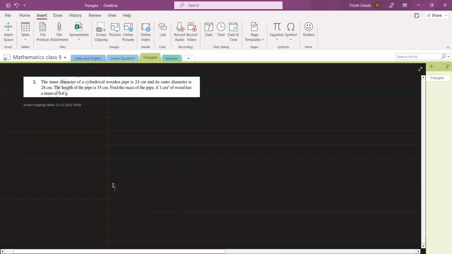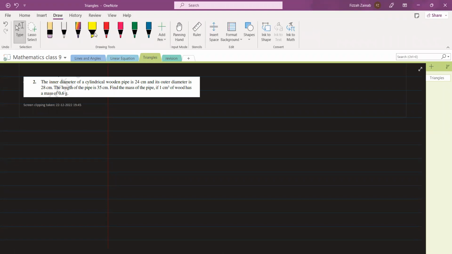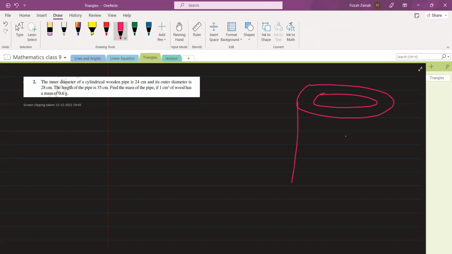Now, the inner diameter of a cylindrical wooden pipe is 24 centimeter, right? And its outer diameter is 28 centimeter. So that means you have a pipe like this. So some thickness is given here, right? So it looks something like this. So this inner diameter, that means this much, clear?